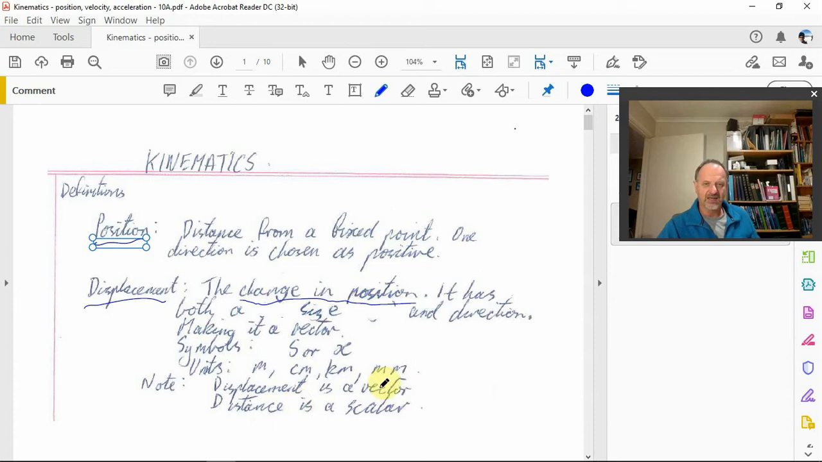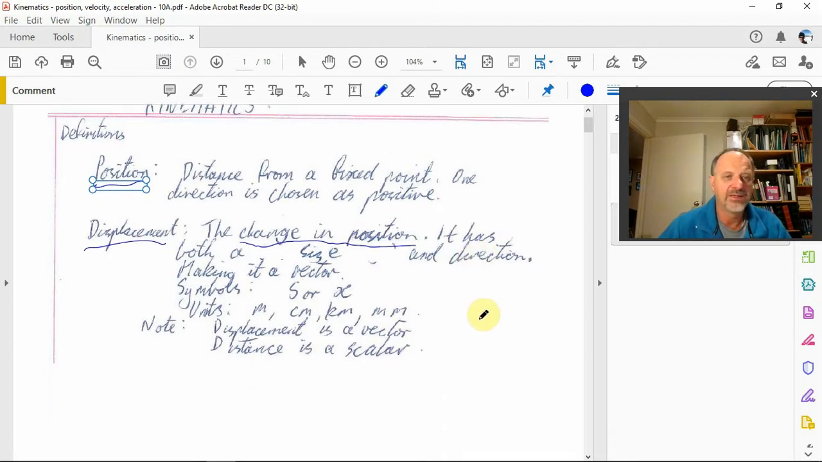Distance is a scalar. So we'll talk about things, but when we look at examples, we'll have a look at the things about distance and displacement, because there can be quite a difference in the number part of those depending on what's going on with the thing. And I'll go over that more when we get to an example. All right, so that's the first bit.